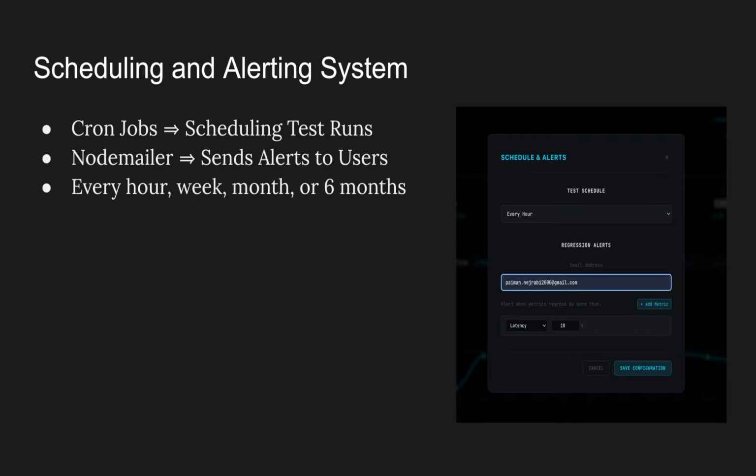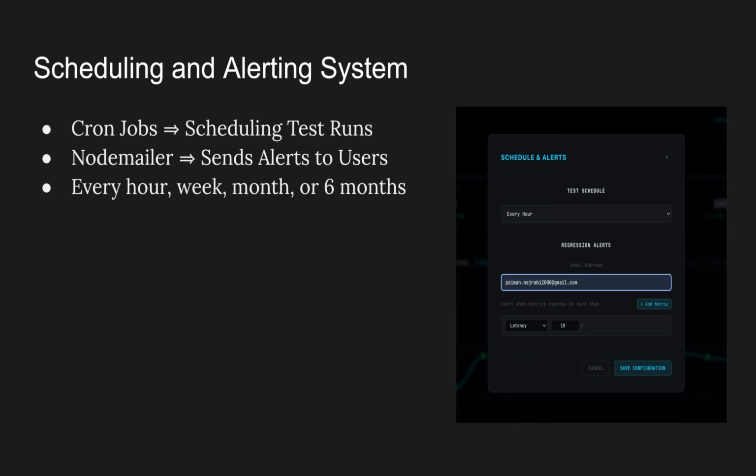And as you can see on the right side, once they want to schedule a test, they have the option of choosing between these options, and they can also enable alerting by just putting in their email address and choosing what metrics they want to keep track of.